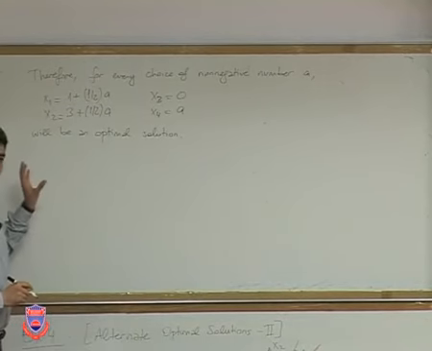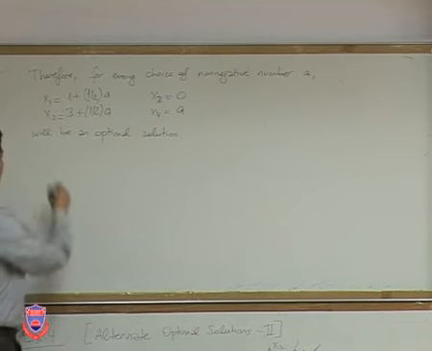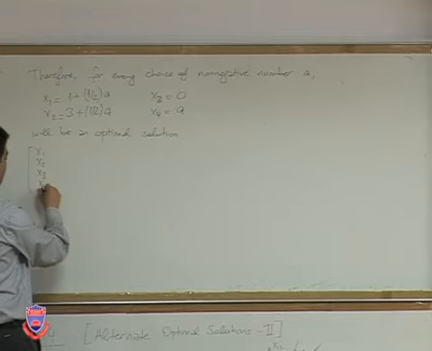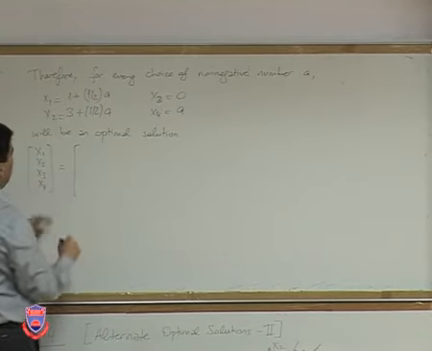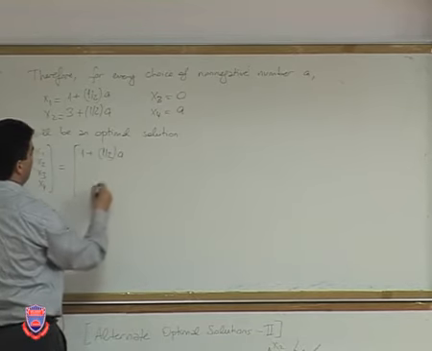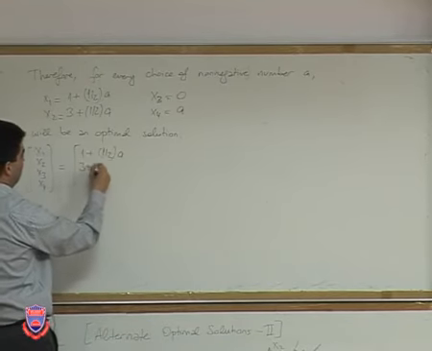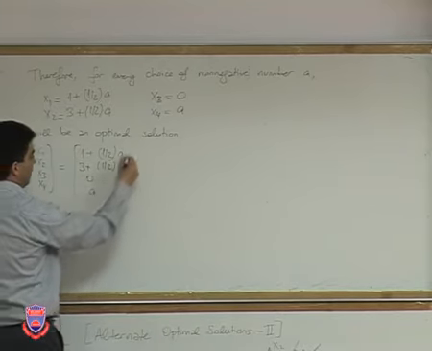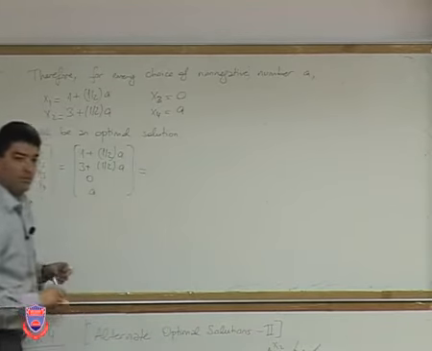Does everybody see this? So now let me write down my variables in vector form. x1 will be equal to 1 plus 1 over 2a. x2 will be equal to 3 plus 1 over 2a. x3 will be equal to 0, and x4 will be equal to a. Okay?